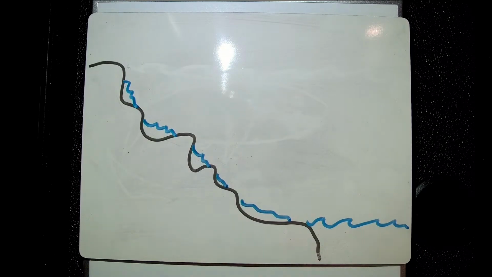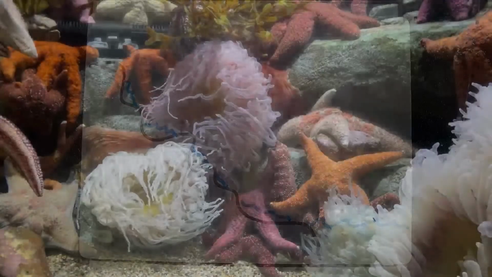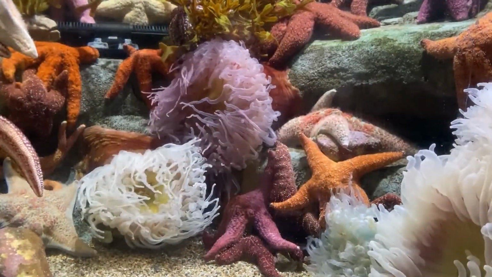Now, I'm going to have Stewie put us into one of our tide pool habitats here at the aquarium. So that picture we were looking at before, that was out in the natural habitat. But here at the aquarium, we have a couple habitats that are built to look like tide pools.